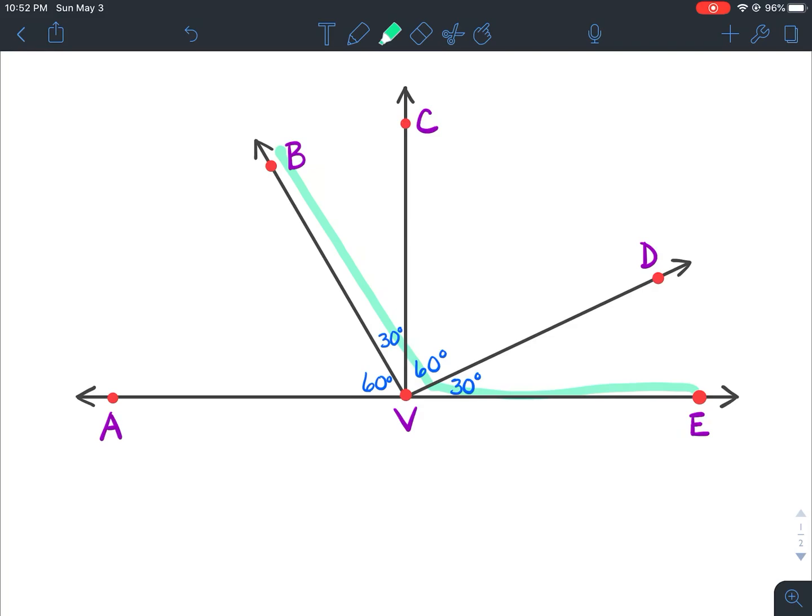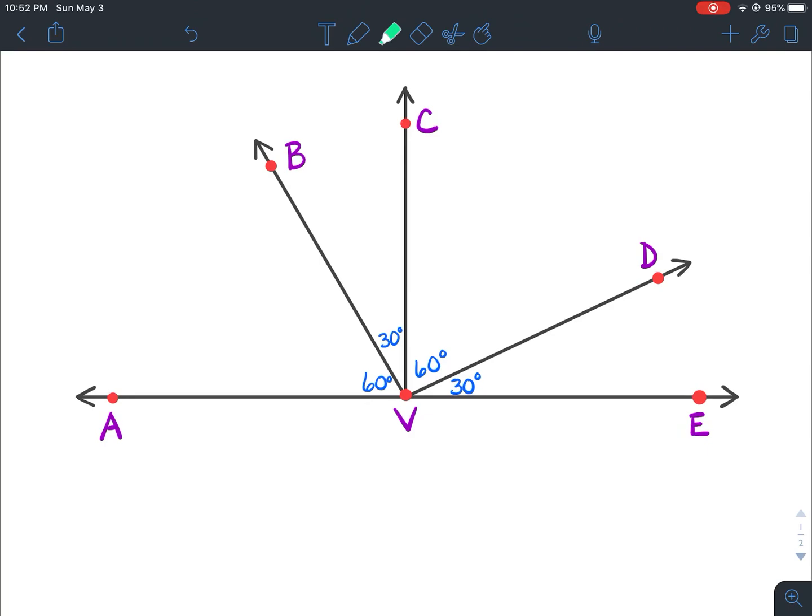That large angle there would add up to 120 degrees. 120 plus 60 is 180. So angle AVB and BVE are supplementary angles. This is also 60. So BVE and CVD are supplementary angles. They both add up to 180 degrees.